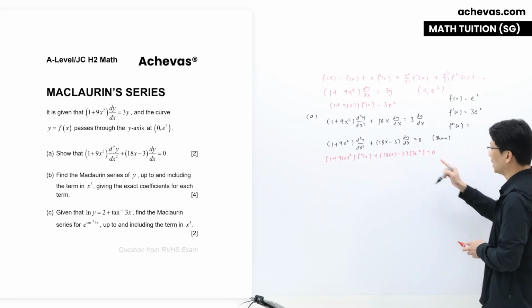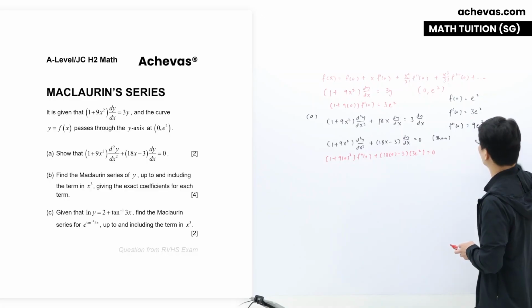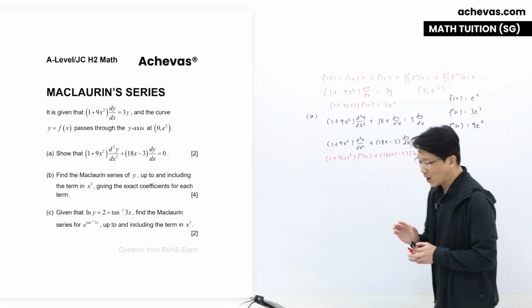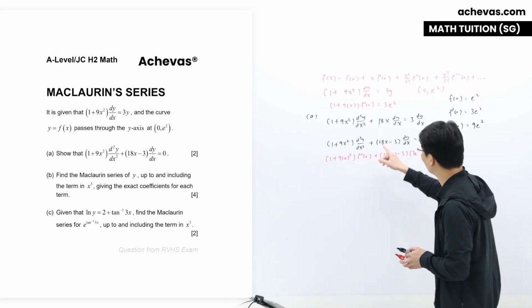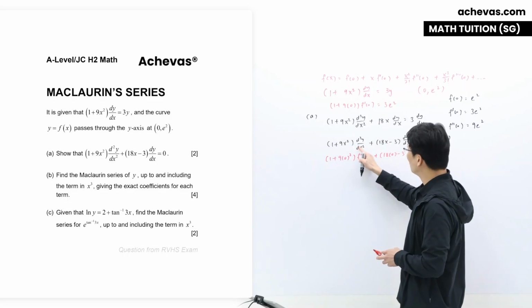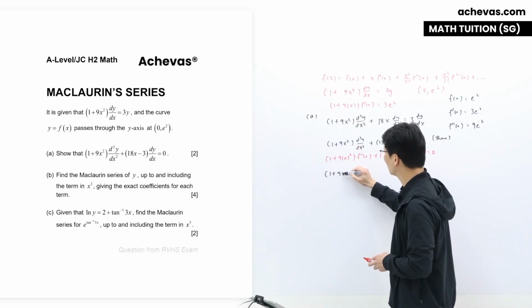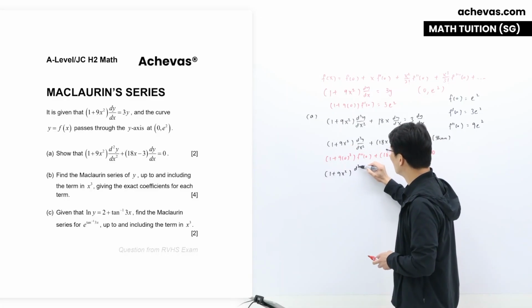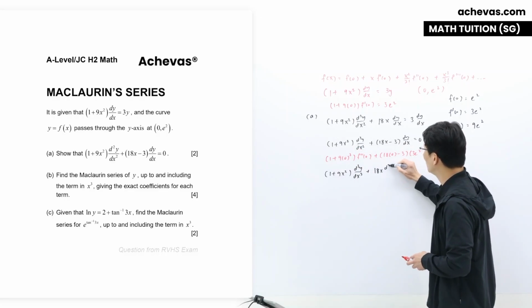So from here, we can see that it will just be equal to 9e squared. But the question requires us to find up to x to the power 3, so I think we have to differentiate this expression one more time. Again, using product rule for this and this, I will have (1 + 9x²) d³y/dx³ plus 18x d²y/dx².